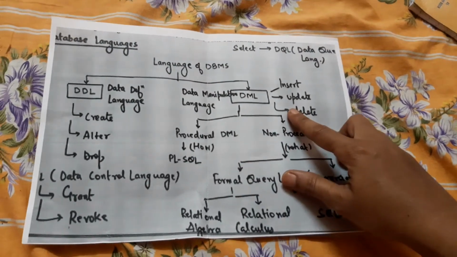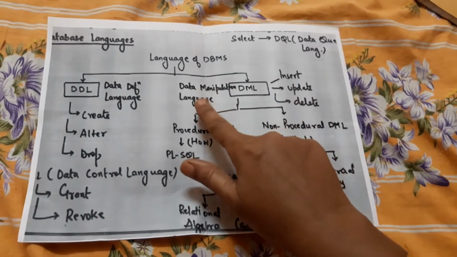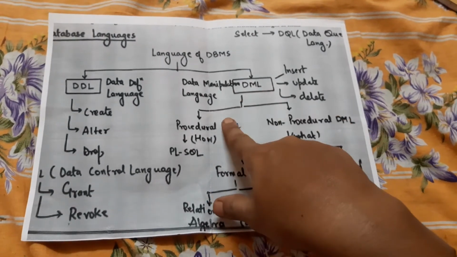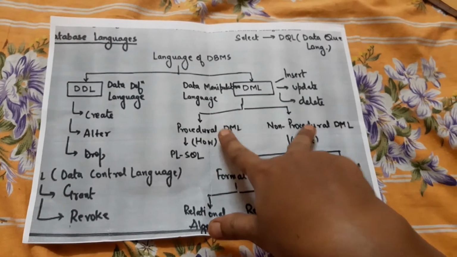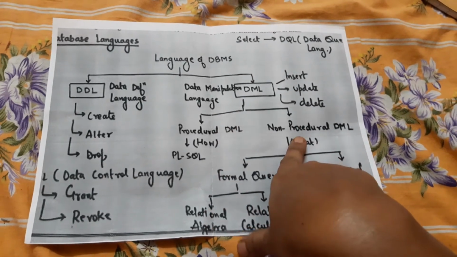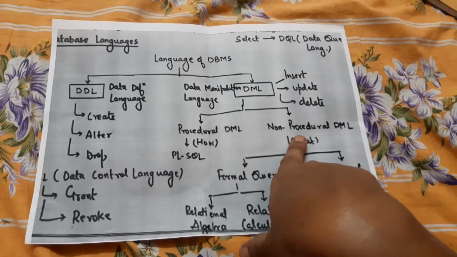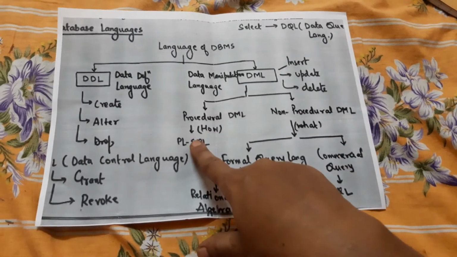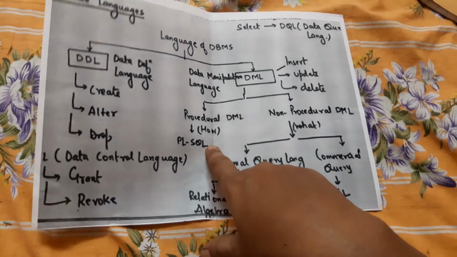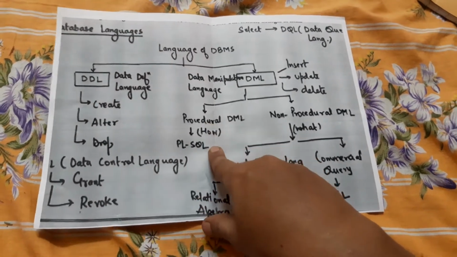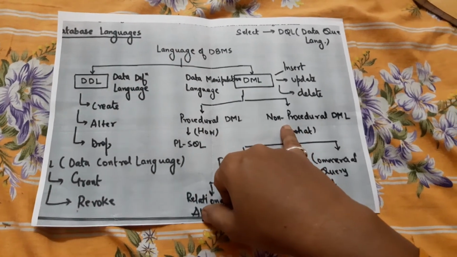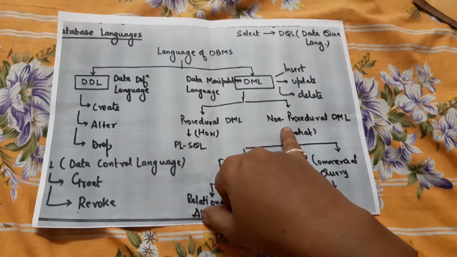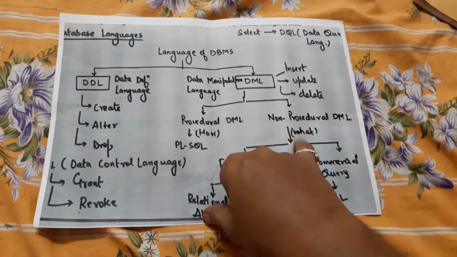The next one is DML. DML means data manipulation language. Basically, DML is divided into 2 parts: procedural DML and non-procedural DML. For procedural DML, the example is PL/SQL. It shows how data is fetched, whereas in non-procedural DML we only tell the database what data is to be fetched.